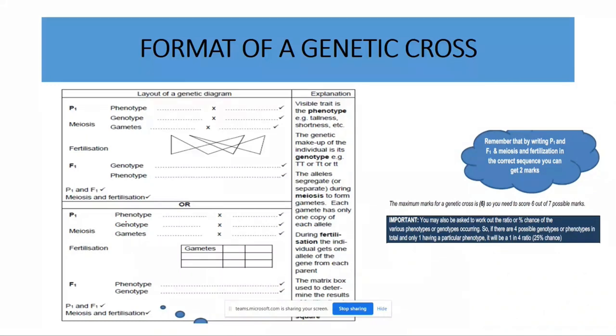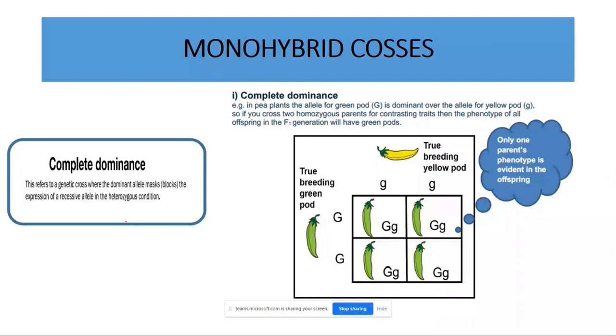Right, let's continue. So we're going to look at a monohybrid cross. And here we are going to look at complete dominance, where the one characteristic masks the other characteristic. So let's read. In pea plants, the allele for green pod, meaning the pods of the peas, and they give you big G as dominant over the allele for yellow pod. So if you cross 2 homozygous parents, then the phenotype of all the offspring will have green pods, right?